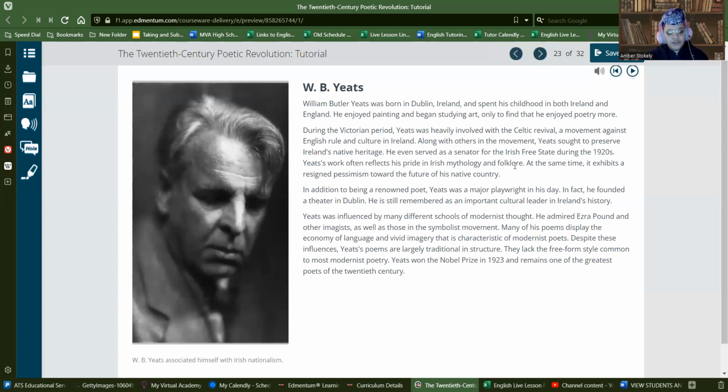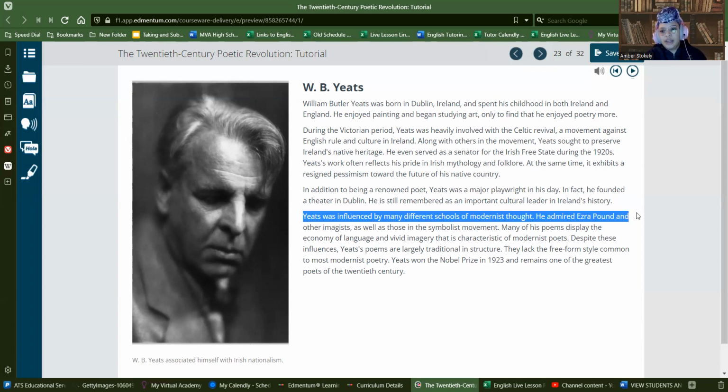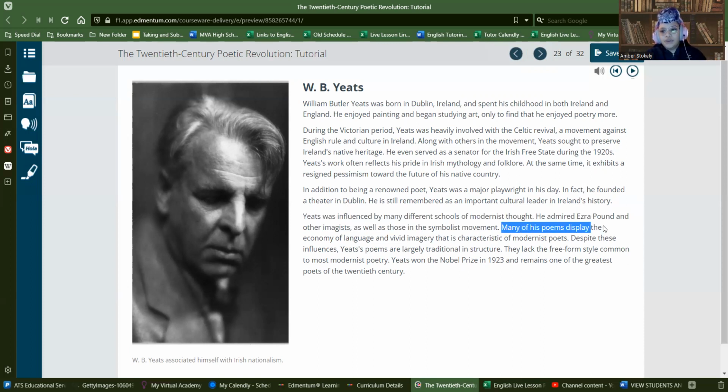I'm sorry, he was influenced by many schools of modernist thought, and he admired Ezra Pound and other imagists, and he also admired people in the symbolist movement. So he basically shows that in his poems. Many of his poems display the economy of language and vivid imagery that's characteristic of modernist poets.